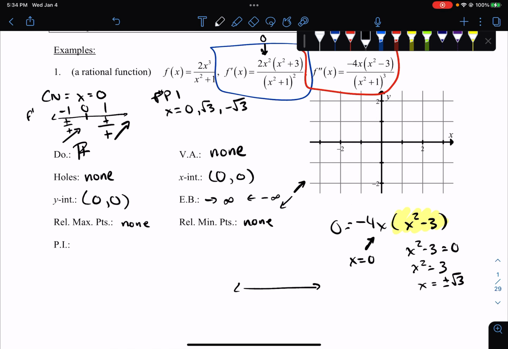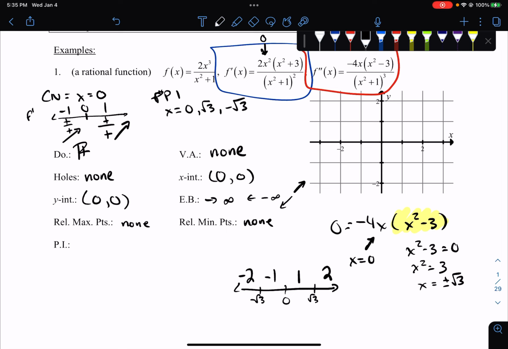So when I do my little sign chart here, I better make this a bigger sign chart, right? I've got to consider 0, square root 3 and negative root 3. But I don't want to look at those numbers. I want to look at numbers a little bit bigger and smaller. Bigger than 0 but smaller than root 3 is something like the number 1. Smaller than 0 would be negative 1. Bigger than root 3 would be the number 2. Smaller than negative root 3 would be the number negative 2.